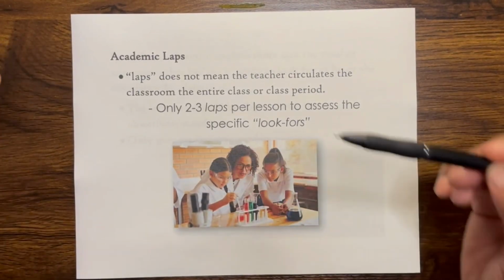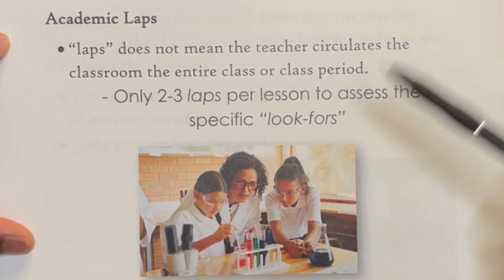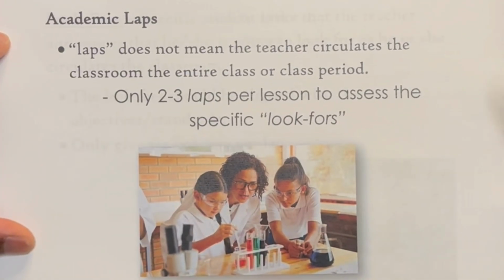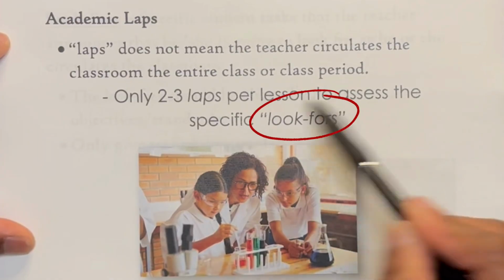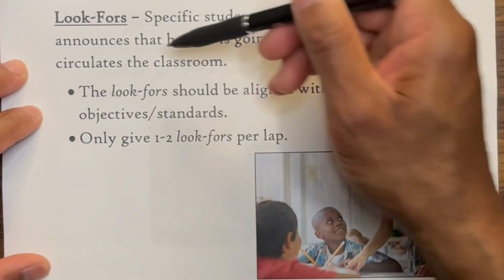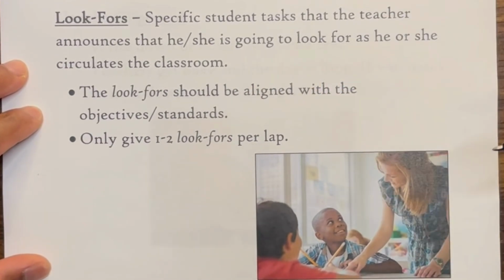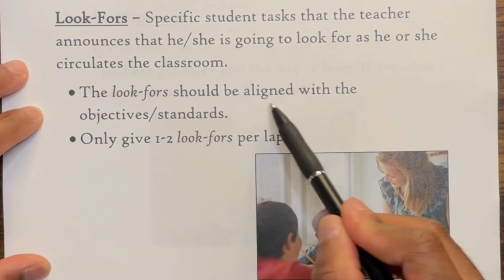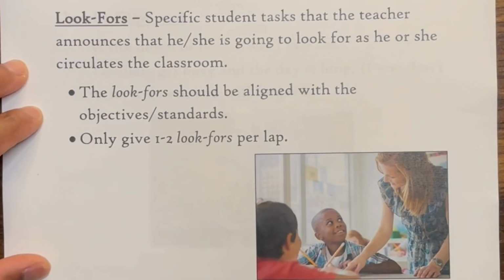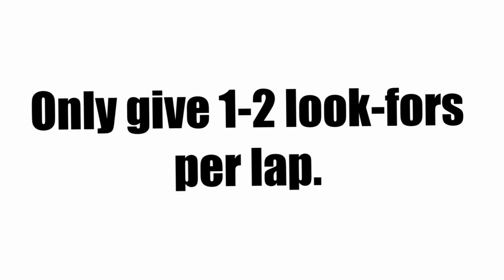When we talk about the laps, this doesn't mean that the teacher circulates the classroom the entire class period. We're talking about only 2 to 3 laps per lesson to assess, hear this, the specific look-fors. And this is important. Let's dive into look-fors. Specific student tasks that the teacher announces that he or she is going to look for as he or she circulates the classroom. The look-for should be aligned with the objectives and the standards. That's key. And also know this, only give 1 to 2 look-fors per lap.